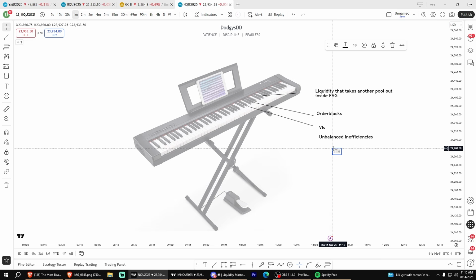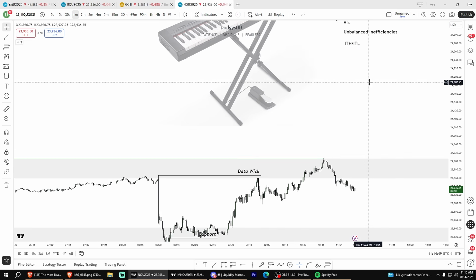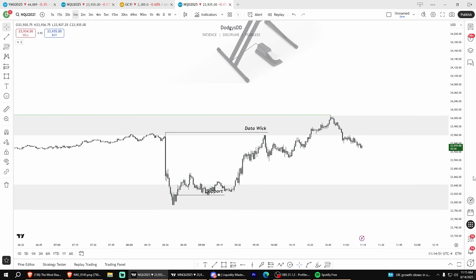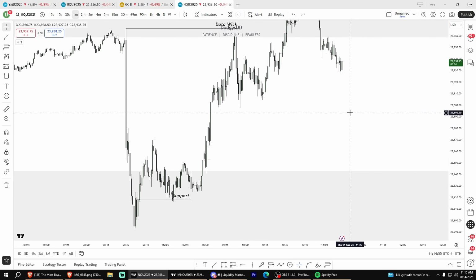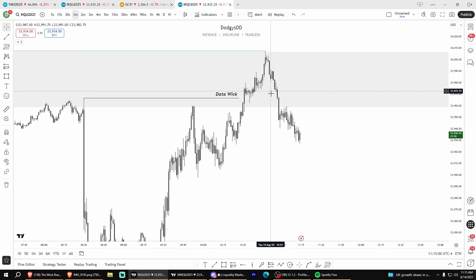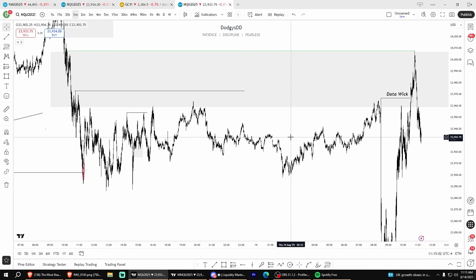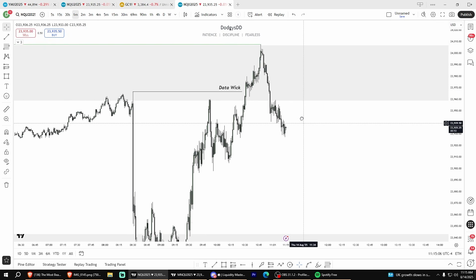Like this. Intermediate term high, intermediate term low. These are great liquidity pools. For example, today we took out a daily wick, right? We took out a daily wick. All is fine and dandy, and we are rejecting.